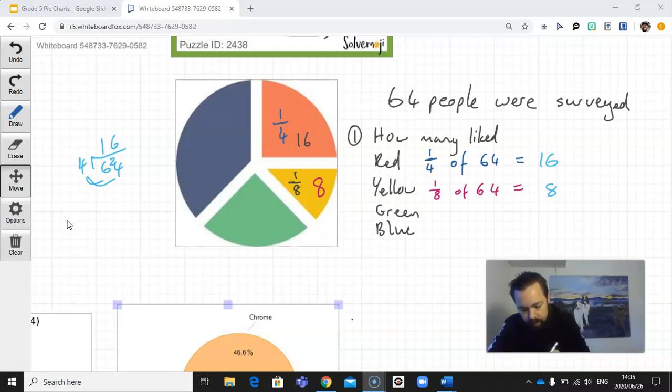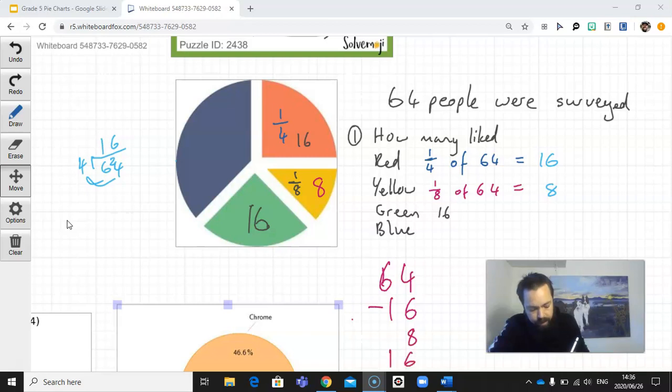As we already said for green, 16 people liked that the best, 16. And now we've got blue, and we've got to see how much of the circle that is. So you could say, well, I've got 64, and I used 16 for red and 8 for yellow, and 16 for green, and you could subtract them all to find out how many are left over, and that would be blue.